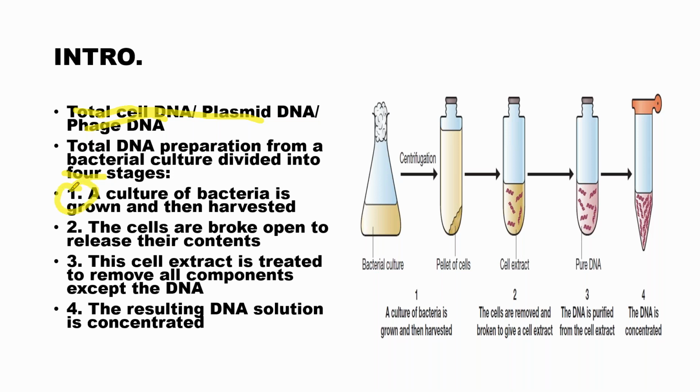A culture of bacteria is grown and then harvested. First of all, if we want to isolate DNA, we must have a bacterial culture because we are going to isolate the DNA from the bacterial cell. You can see the turbidity in the broth. Now, second step: the cells are broken open to release their contents.